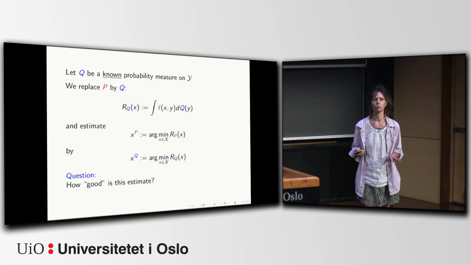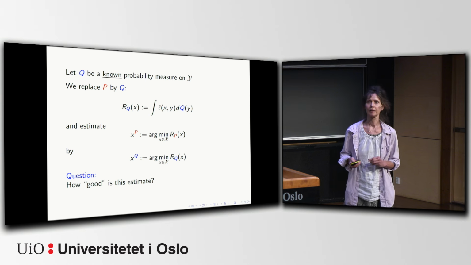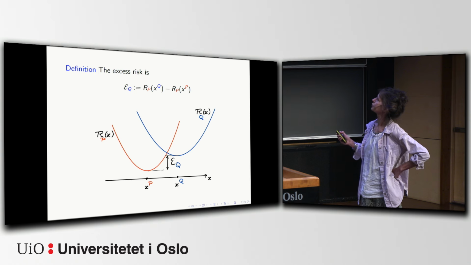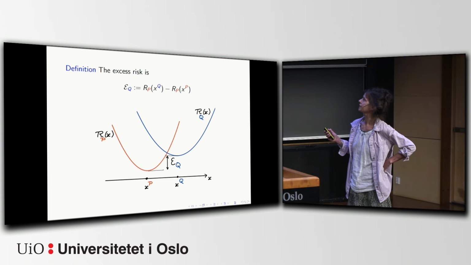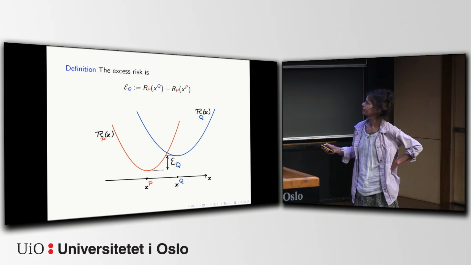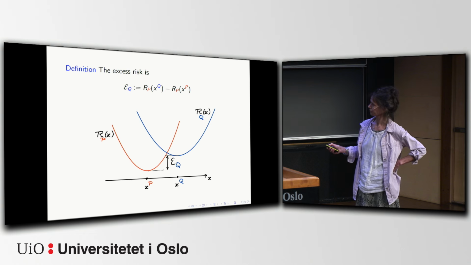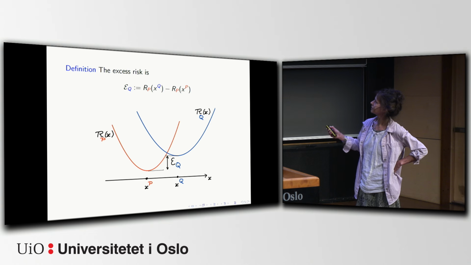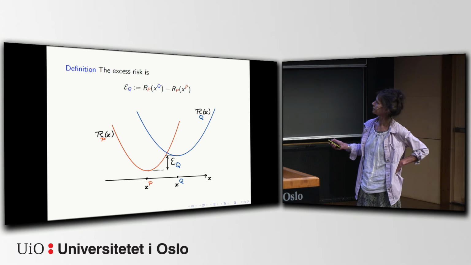And the question is then, how good is that estimate? Well, you just look at what would be the optimal risk. So that's the risk in the minimum. Here is the unknown, the theoretical risk, the red one. You minimize it, and then you get a certain happiness, well, minus happiness here. But instead, you have some idea about the probability measure. You use that one instead. So that's the blue one. You minimize it. And then what is the loss?